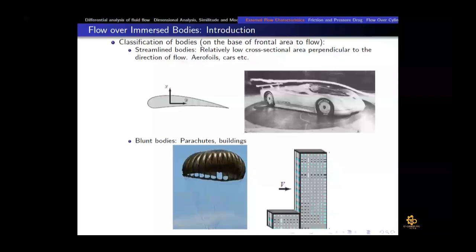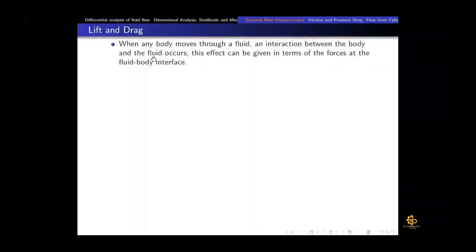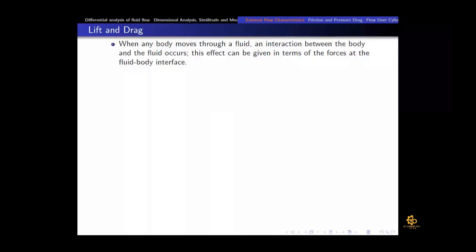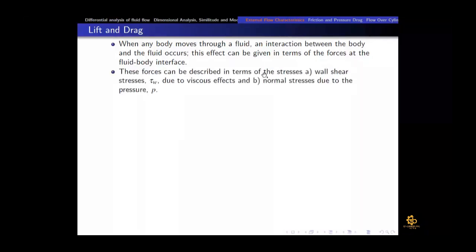Okay, so that was something which we talked about here. That was lift and drag, which I have just explained on this slide. And for the drag, I have just told that there are two components. One is skin friction drag, and the other one is pressure drag. So when anybody moves through a fluid, an interaction between the body and the fluid occurs. This effect can be given in terms of the forces at the fluid body interface. So these forces can be described in terms of the stresses. One is the wall shear stress, which gives rise to wall friction drag, and then normal stresses due to pressure, which give rise to pressure drag as well as the lift force, right? As I have just explained, right?